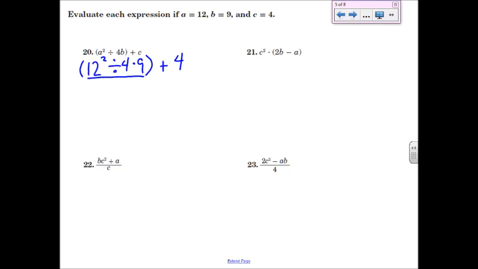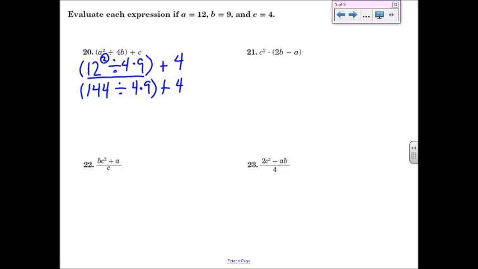There's no parentheses inside the parentheses, but there is an exponent. So I work with that first. 12 squared is 144. And then still everything else is the same, because I'm not on that ladder rung yet. After that, I work with multiplication and division from left to right.